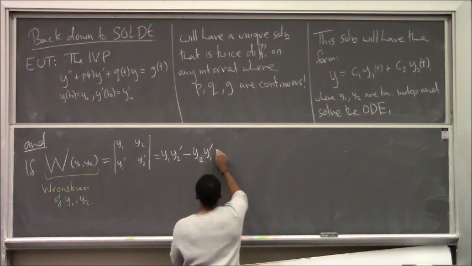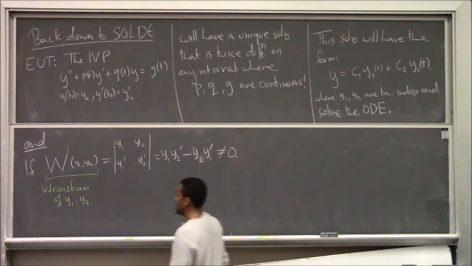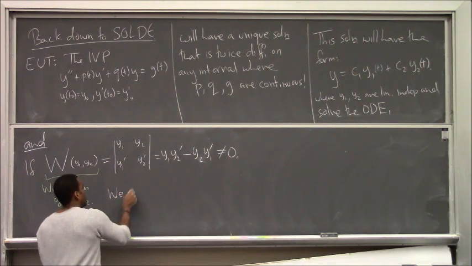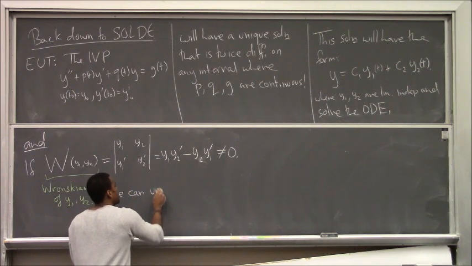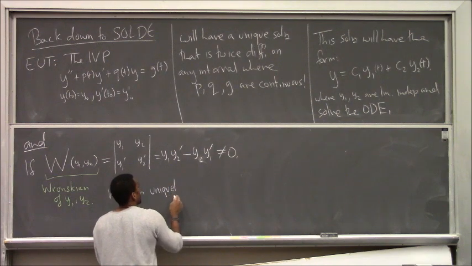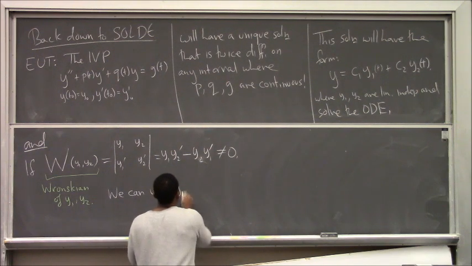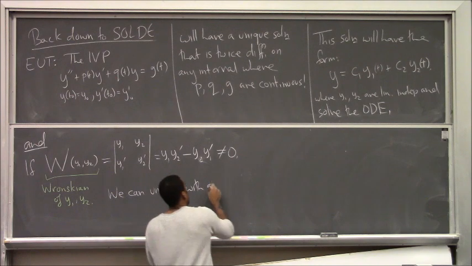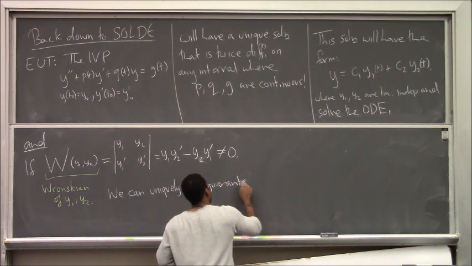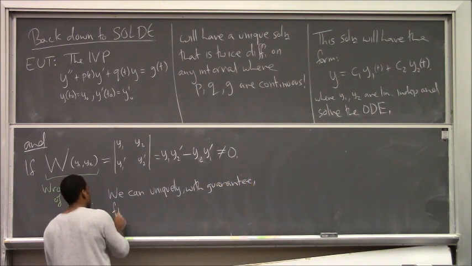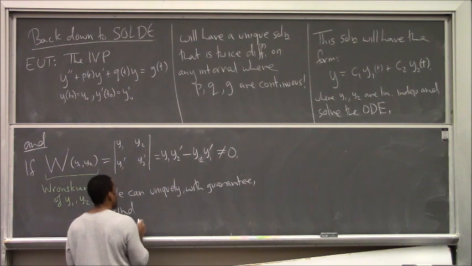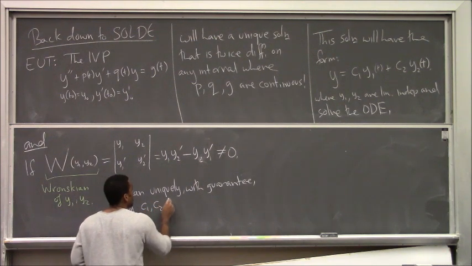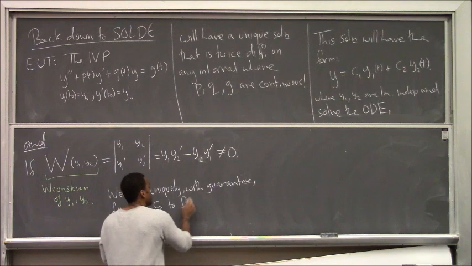And if this is not equal to 0, we can uniquely, with guarantee, get the existence and uniqueness from Cramer's rule from linear algebra. Find C1 and C2 to fit the initial conditions.